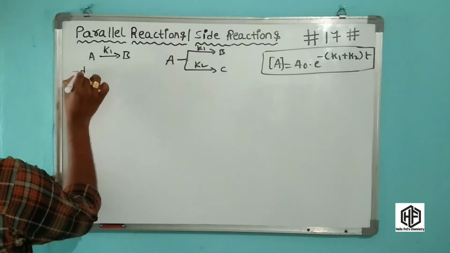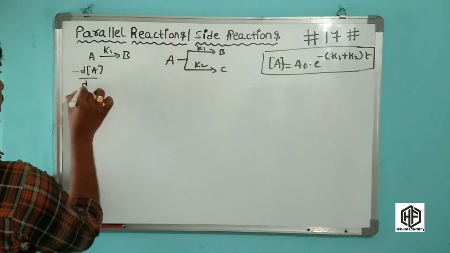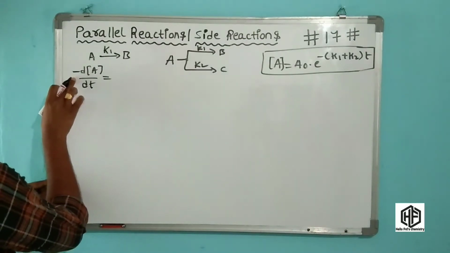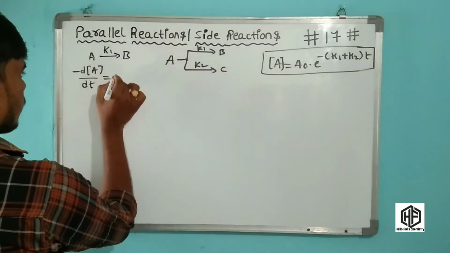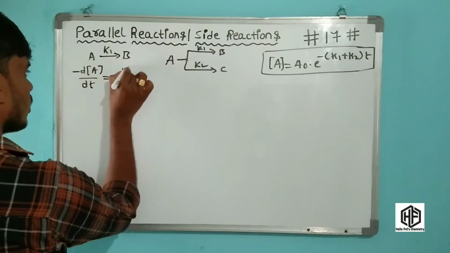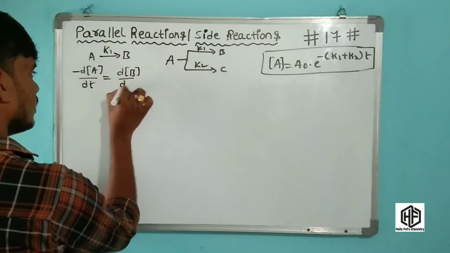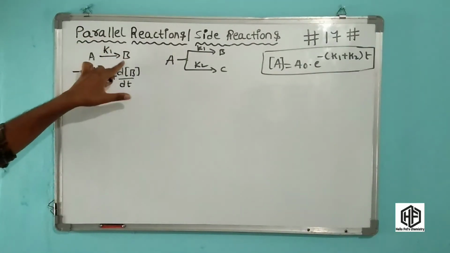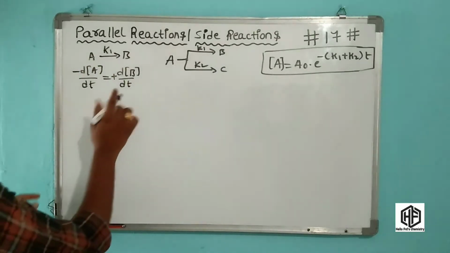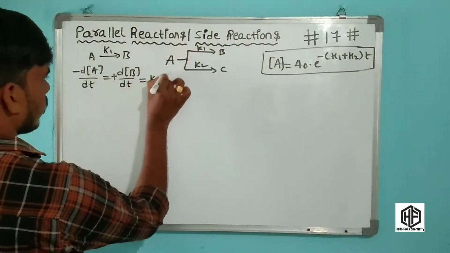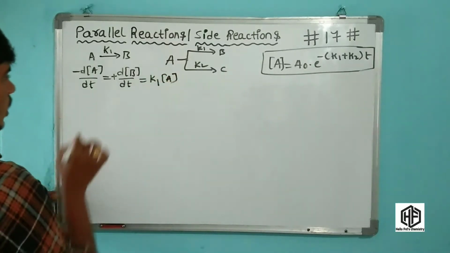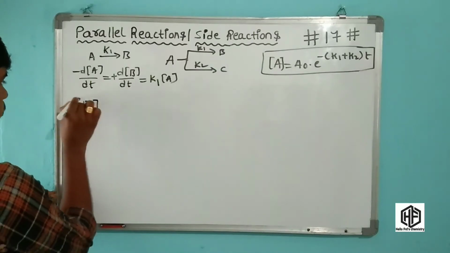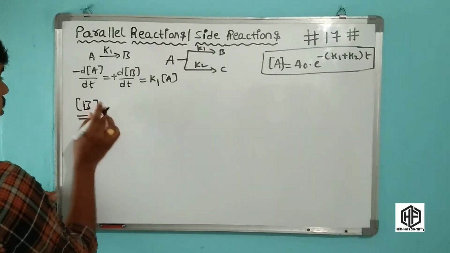Generally the change in concentration of A by change in time has a negative sign, because A is the reactant. But in this case, for the product, the change in concentration of B by change in time has a positive sign, because the concentration of the product increases. Okay friends, the rate of this reaction is k1 into the concentration of A. Now I am going to talk about the expression for B, finding the concentration of B with time.